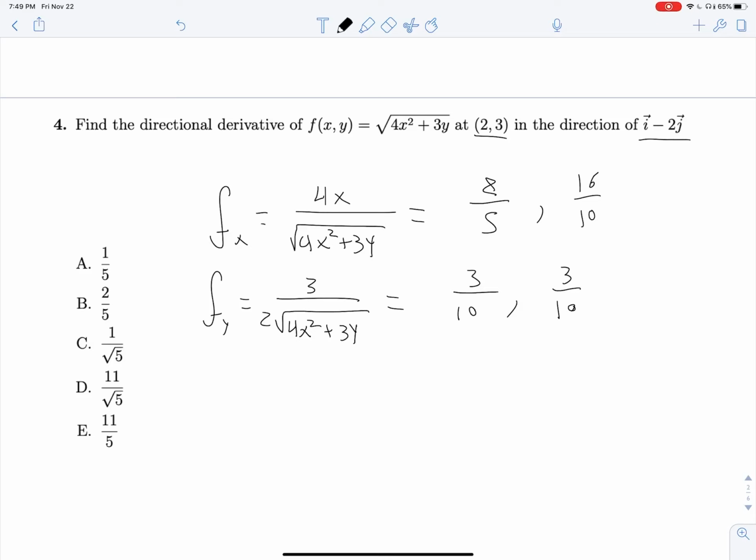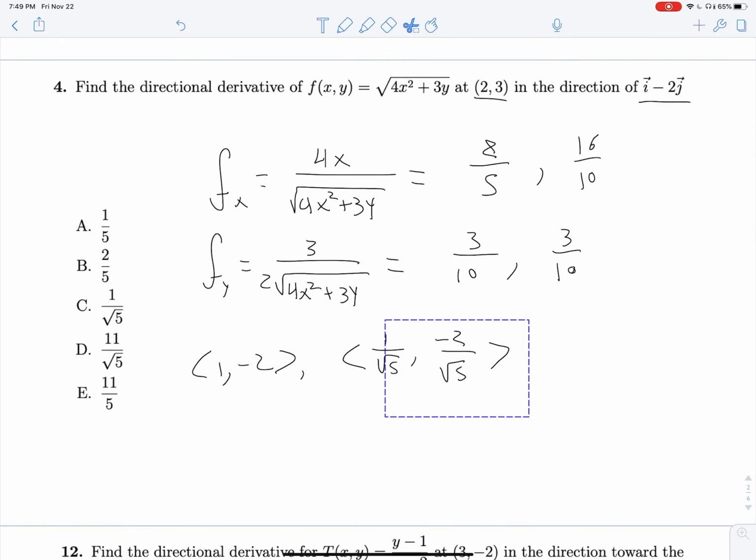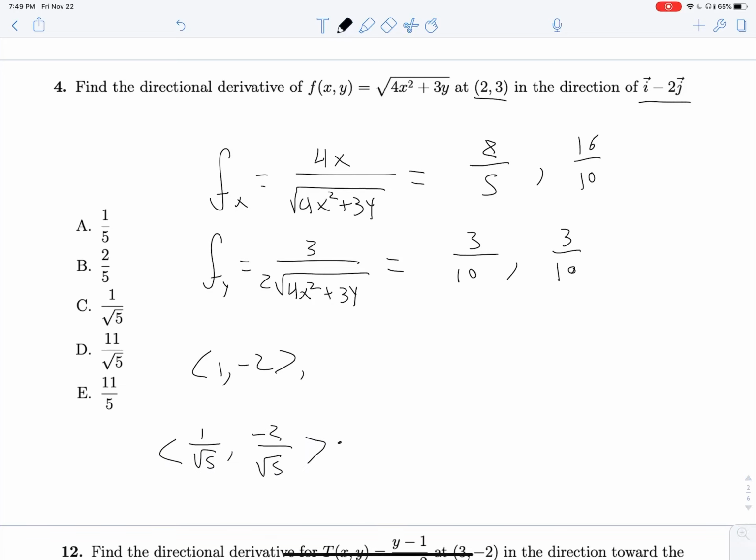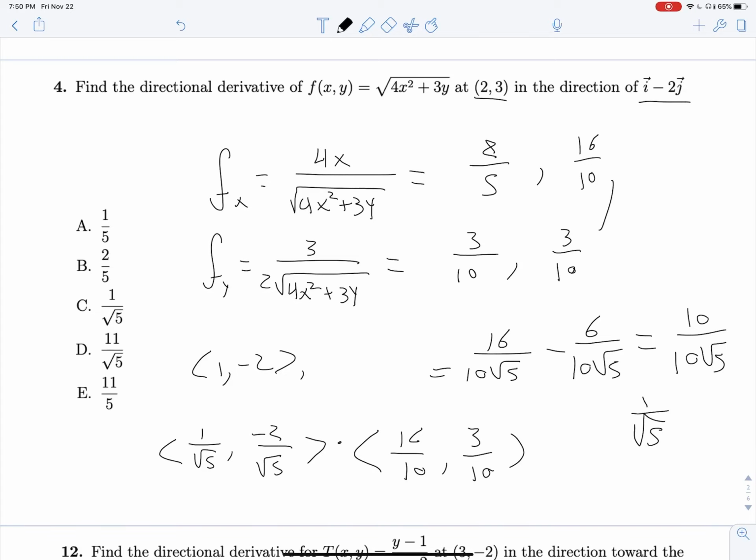So now we know that we're pointing in the direction i comma negative 2j, so that's going to be 1 comma negative 2. And when we find that unit vector, we will get 1 over root 5 comma negative 2 over root 5. And so now taking our dot product, we're dotting this with our gradient vector that we found up here. This is our gradient vector: 16 over 10 and 3 over 10. And this dot product will give us 16 over 10 root 5 minus 6 over 10 root 5, which will give us 10 over 10 root 5, or just 1 over root 5.